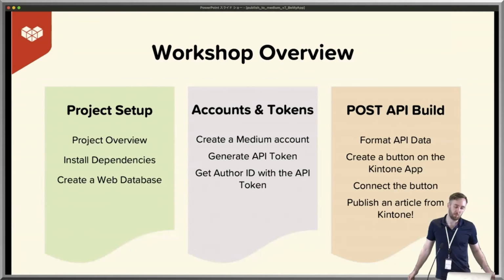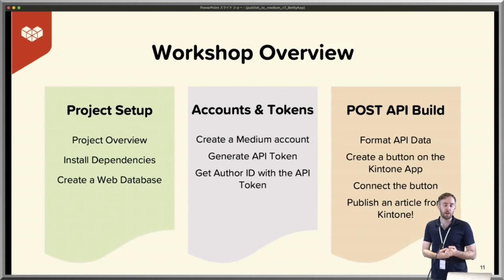All right, we're gonna set up our projects like that. We've already installed our dependencies, and we're gonna later on make a database with Kintone. Then we have to set up some accounts and API tokens. We gotta make a medium.com account, spit out an API token. We have to use a command to get our author ID. And then we'll be doing the live code along. So we'll get our API data all nice and formatted from a Kintone app. We'll create a button in the app, connect the button, and then we'll push it.